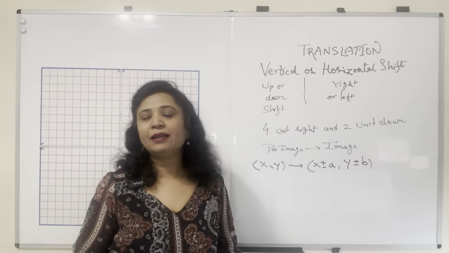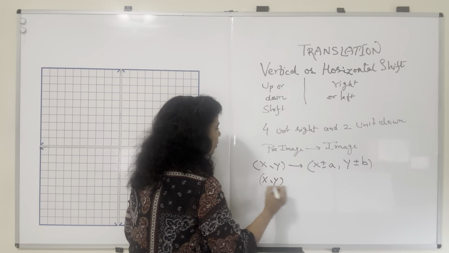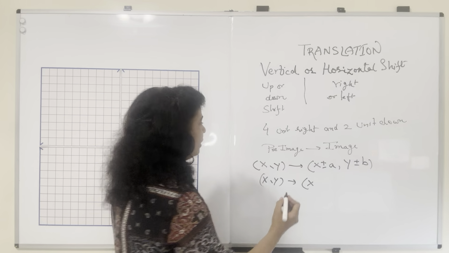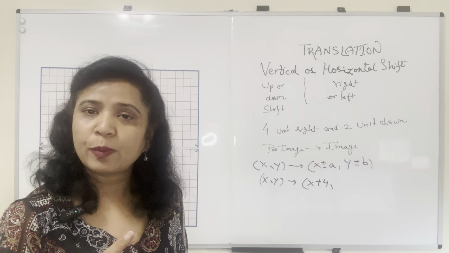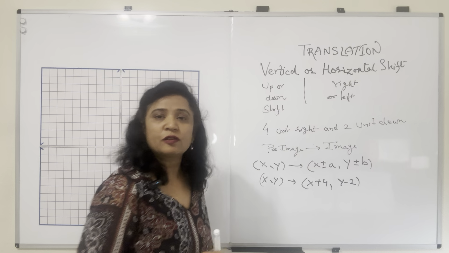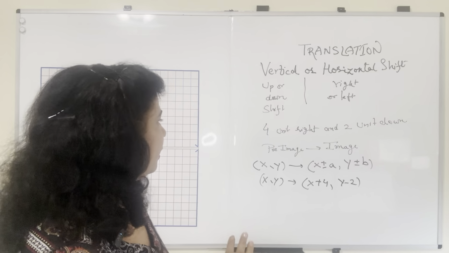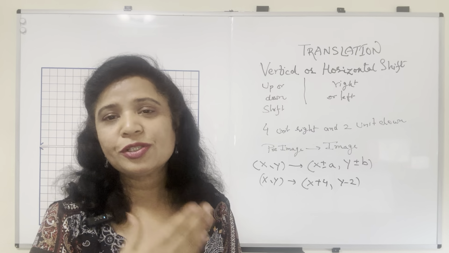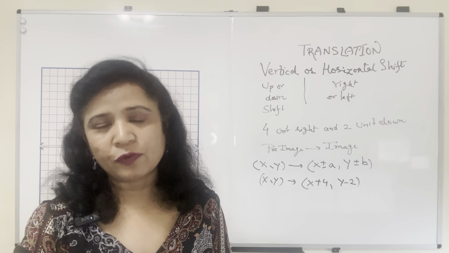So if I say that the image is 4 units right, your x and y: now x is right, which represents plus, so plus 4, and 2 units down, so down represents negative, so y minus 2. So this is your transformation called translation, from pre-image to image. Pre-image to image or original to new is the same thing. How we represent it, we'll learn afterwards.